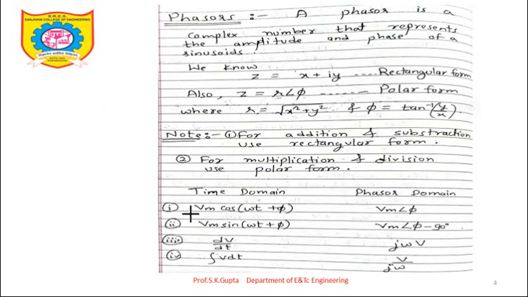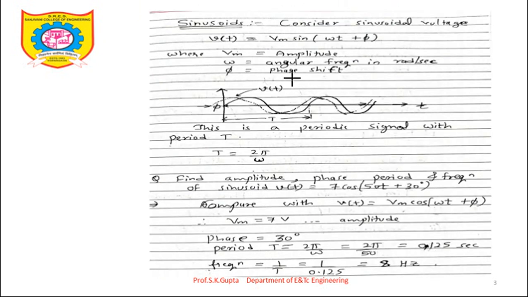Now phasors. A phasor is nothing but a complex number. What is a phasor? Phasors are nothing but complex numbers that represent the amplitude and phase of a sinusoid. So what are they representing? A phasor is a complex number that represents the amplitude of the sinusoid and the phase of the sinusoid. So phasors are used to represent the amplitude and phase of a sinusoid. And what is a phasor? It is a complex number.